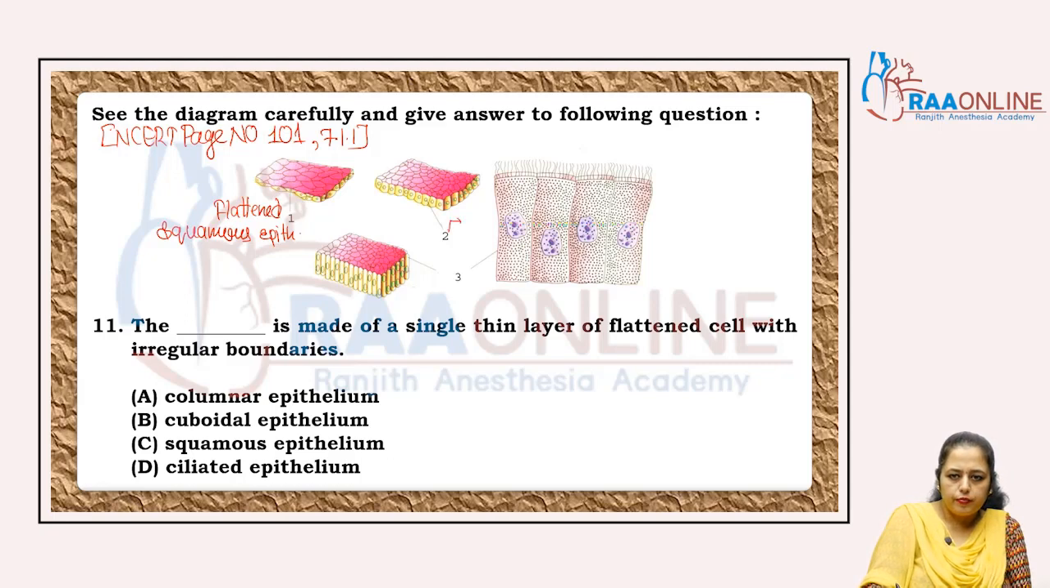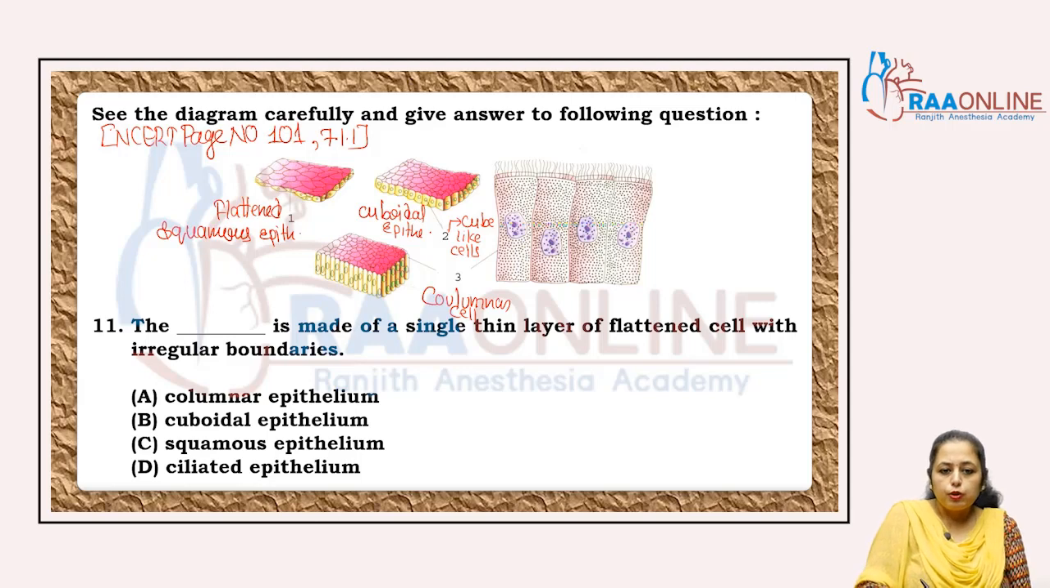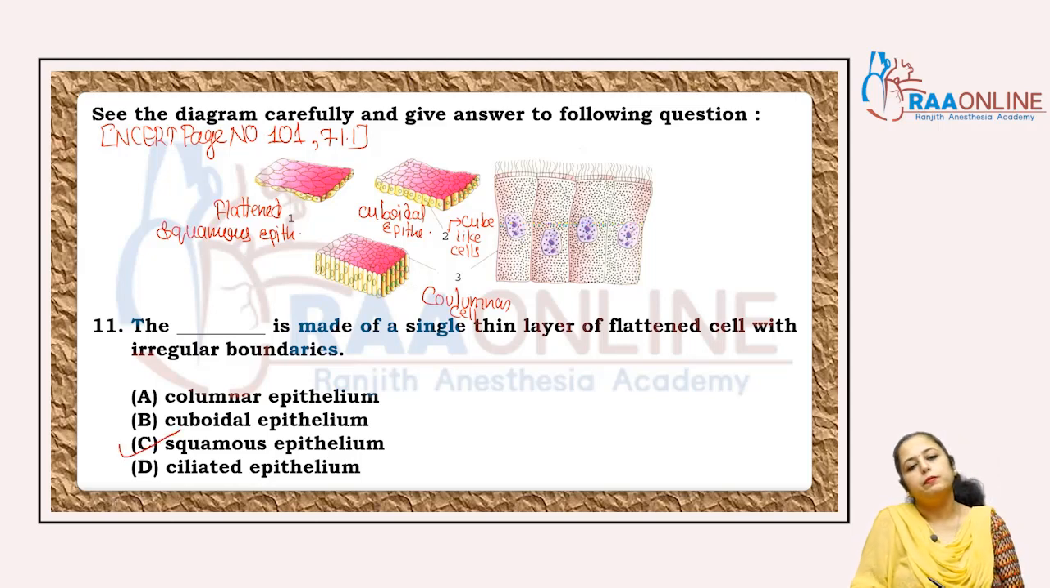The second shows the cube-like cells, right? So this is the cuboidal epithelium. And the third shows the columnar cells. That is the columnar epithelium, right? And D shows the brush bordered columnar epithelium, right? Clear? So the one that is made up of a thin layer of flattened cells with irregular boundaries is called the squamous epithelium. So the answer is C. Clear?